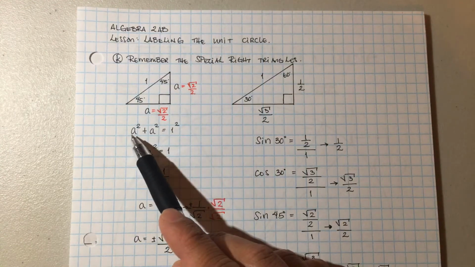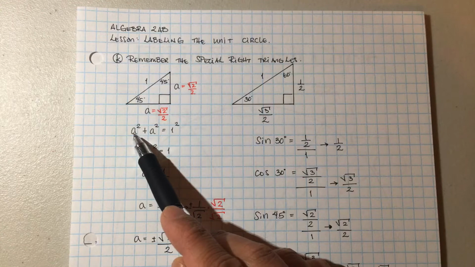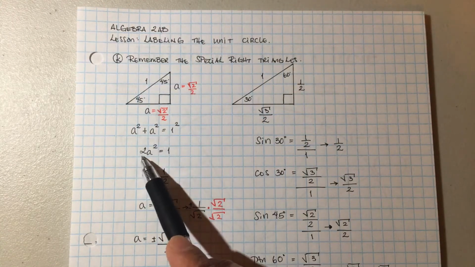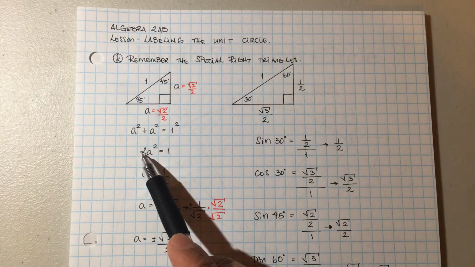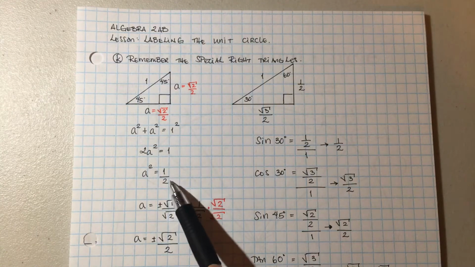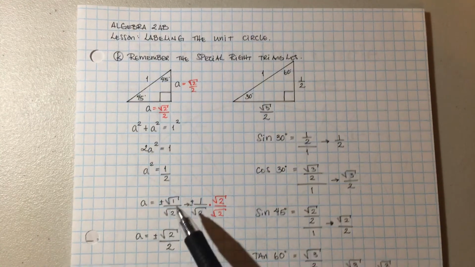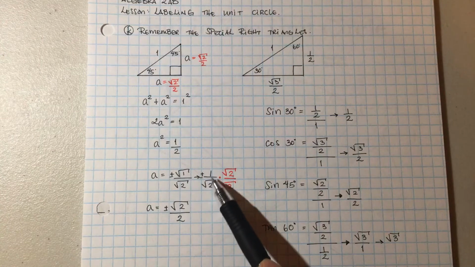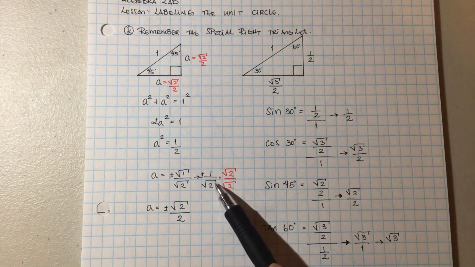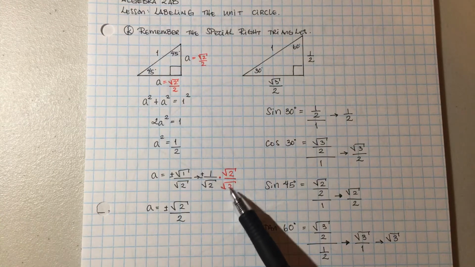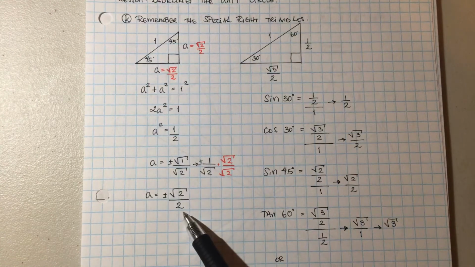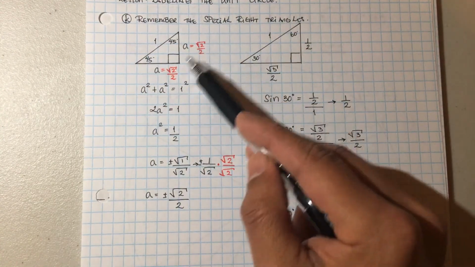What you can do is apply the Pythagorean theorem. So A squared plus A squared equals 1 squared. We can add these two because they have the same term, so 2A squared is equal to 1. Divide by 2, you get 1/2. Take the square root on both sides, you get square root of 1 over square root of 2, which is 1 over square root of 2. The only thing is you cannot leave it as a radical, so you have to rationalize. Multiply the top and the bottom by radical 2, and you end up with square root of 2 over 2. So that's how you got this here.